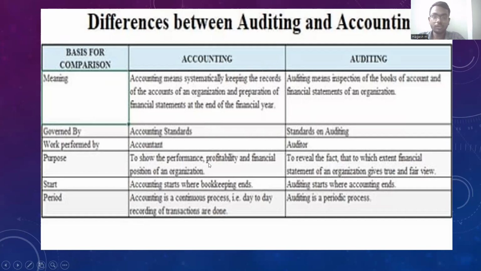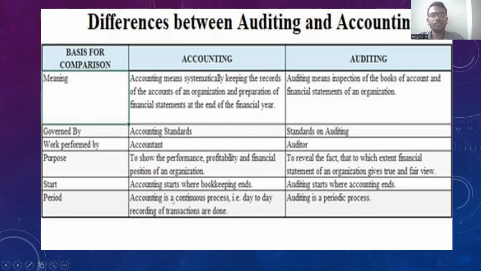The purpose of accounting is to check the profitability and financial position of an organization, whereas the purpose of auditing is to reveal the facts that exist in the financial statement, and whether the organization has given a true and fair view of the business. Accounting starts where bookkeeping ends. Accounting starts from journal, ledger, trial balance, and so on. And auditing is the end, where the auditor checks everything which is given by the company.